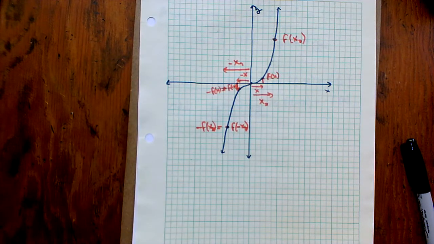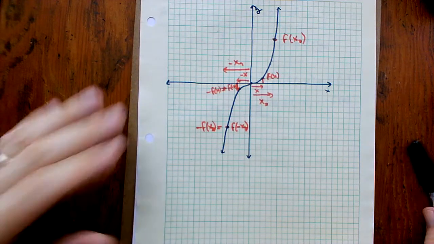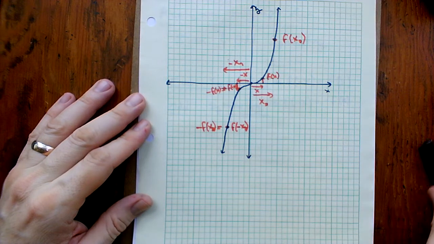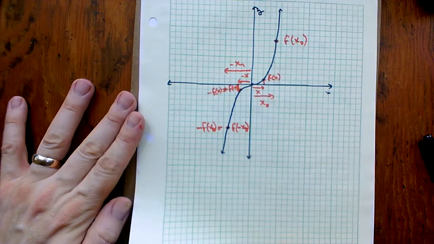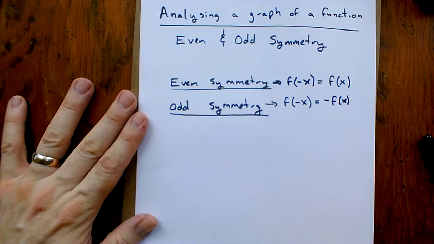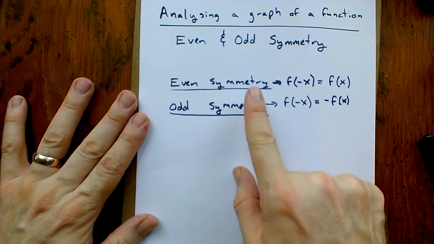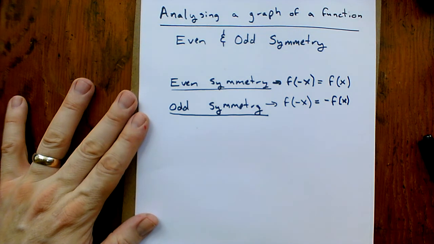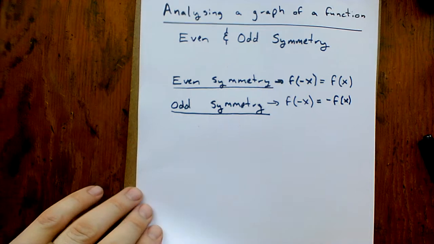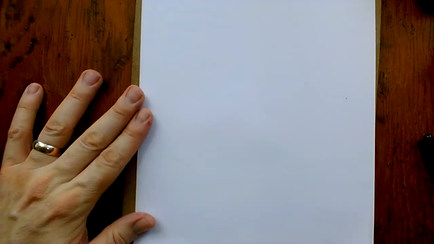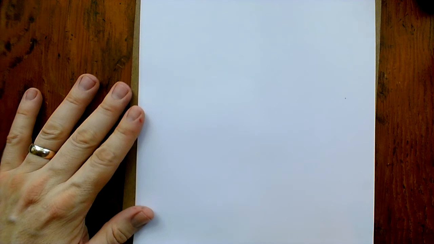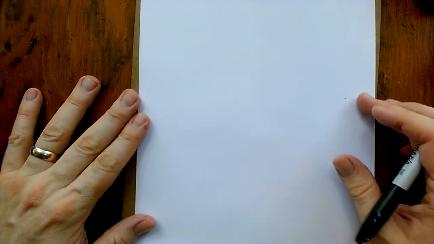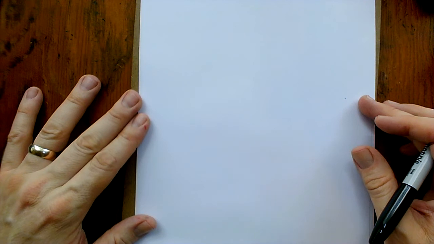So now we've got a little bit of an idea of what we can do. So let's take a look at how to determine if something is either even or odd. One of the things that we can do with this is plug into any function a negative x and see how it matches up to our original function.